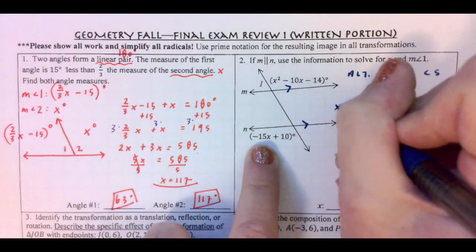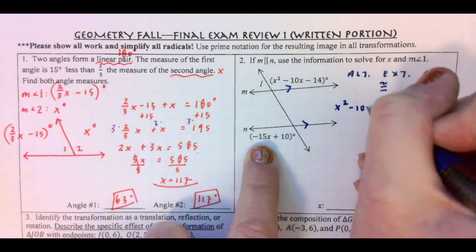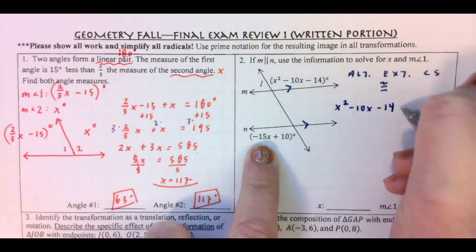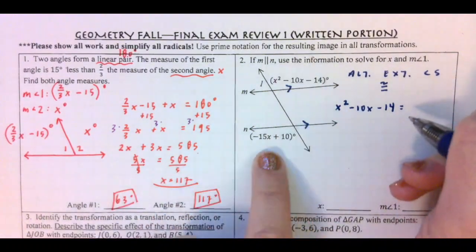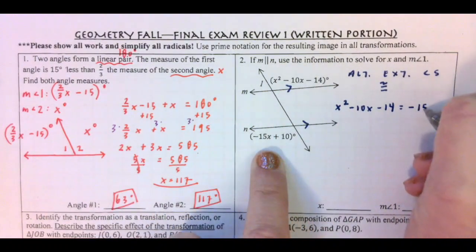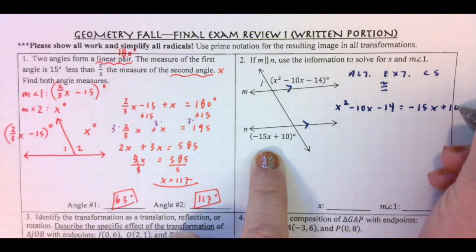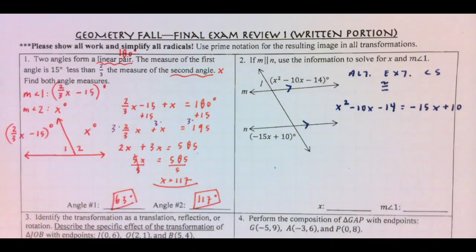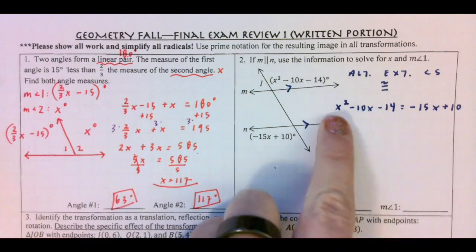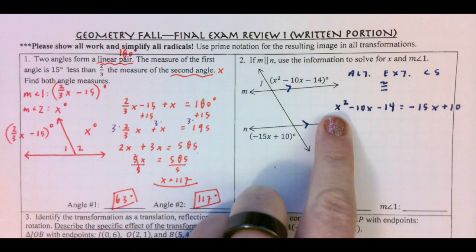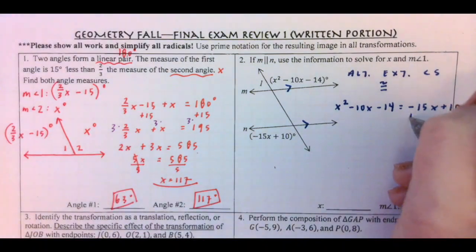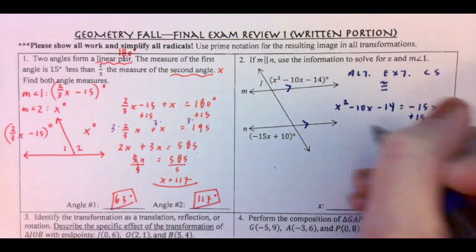All right, so here we go. X squared minus 10x minus 14, that measure here, will equal this measure here, negative 15x plus 10. All right, so I've built my equation. I see that there's a quadratic term right here. So I'm going to pull everything to one side so my equation is set equal to 0. So I'm going to add 15x to the other side.